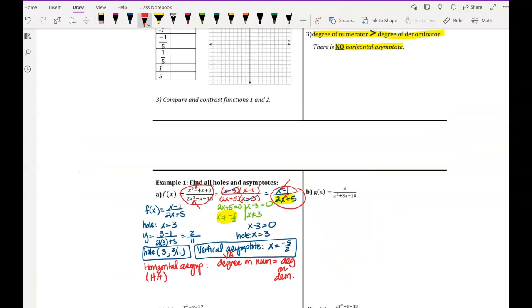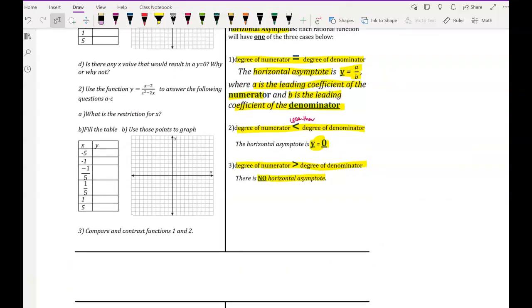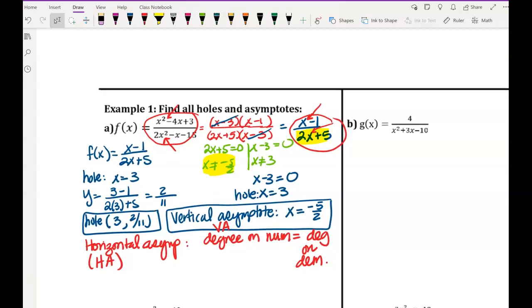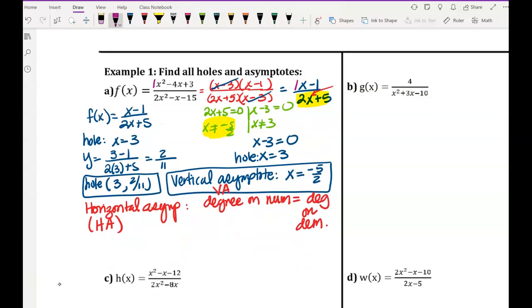Then we are going to look for what case? 1, 2, or 3. Winner, this one. So your horizontal asymptote is the leading coefficient of the top divided by the leading coefficient of the bottom. And again, it doesn't matter if you take the reduced or non-reduced, because the leading coefficient is the same. There's a 1 right here, and here's a 1 right there. They both have a leading coefficient of 1.